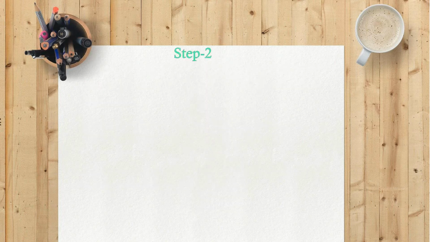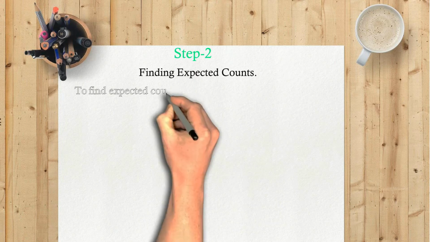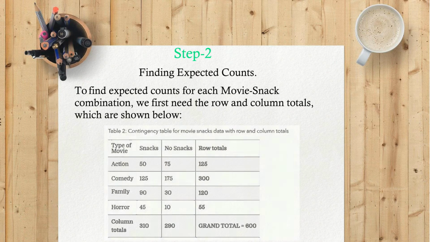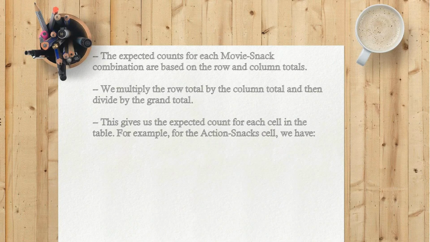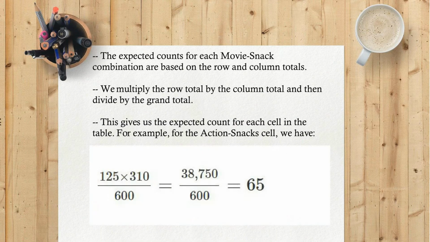Step 2. Finding expected counts. To find expected counts for each movie snack combination, we first need the row and column totals, which are shown below. The expected counts for each movie snack combination are based on the row and column totals. We multiply the row total by the column total, and then divide by the grand total. This gives us the expected count for each cell in the table. For example, for the Action Snacks cell, we have.